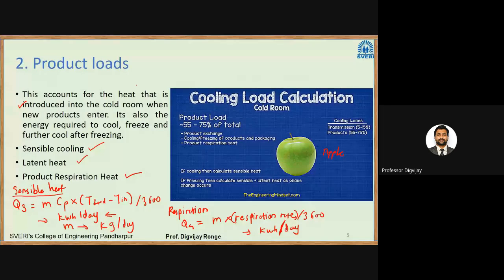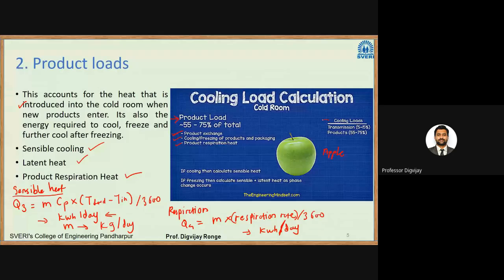Okay, see what it says here, product load. Product load is 55 to 70% of total. So if I calculate the percentage share of this product load in the total load, it is around 55 to 75%. In that case, product exchange, then cooling, freezing of products and packaging, product respiration heat. So all these we have to consider.